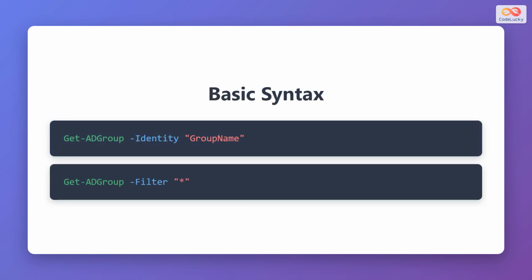The basic syntax of Get-ADGroup is simple and flexible. You can use the Identity parameter followed by the group name in quotes to retrieve a specific group. Alternatively, you can use the Filter parameter with an asterisk in quotes to retrieve all groups in your domain. The Identity parameter is used when you know exactly which group you want to retrieve, while the Filter parameter allows you to search for multiple groups based on specific criteria. These two approaches form the foundation of working with Get-ADGroup.